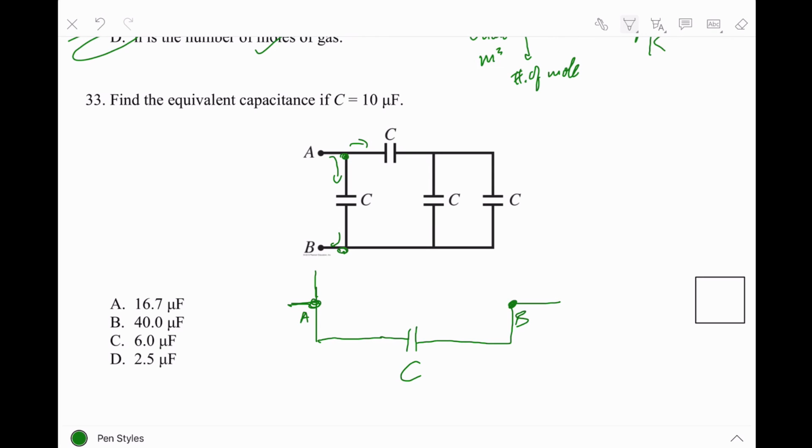Now, once you split in the top one, you pass through the C. Pass through the C, you split into two. Can you see it? Rejoin. Exactly. So once you redraw this diagram, it's a lot easier. Can you see it? Now, the next stage, of course, find the equivalent capacitance one by one.